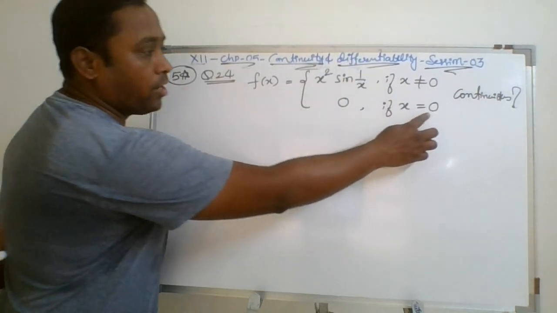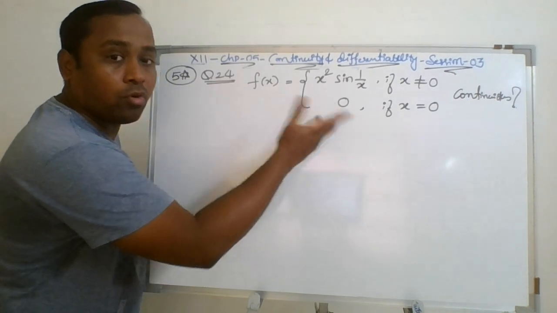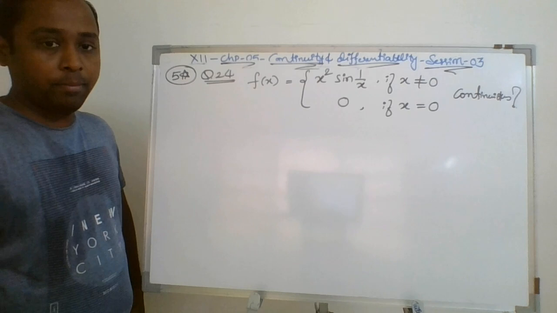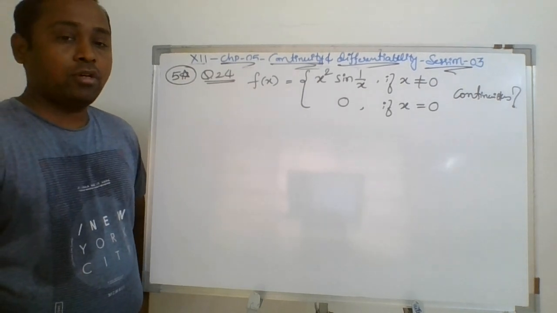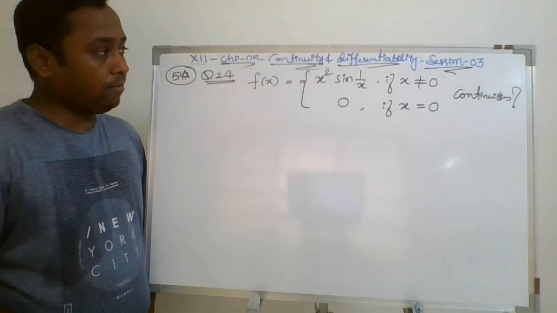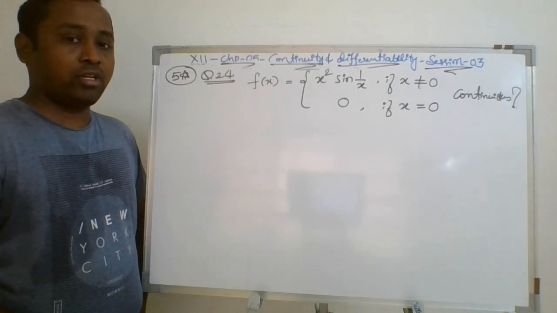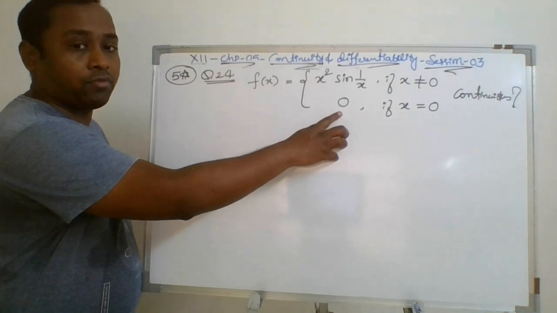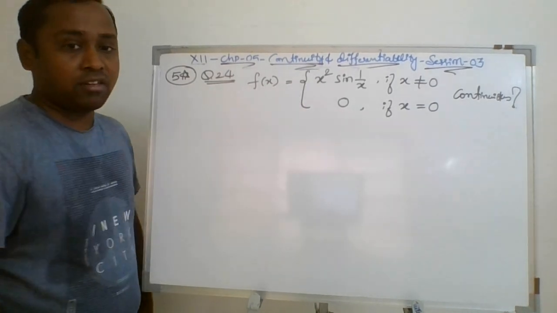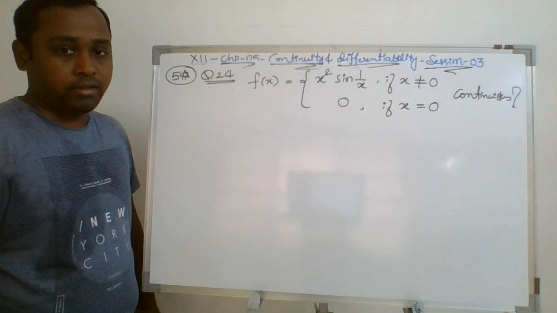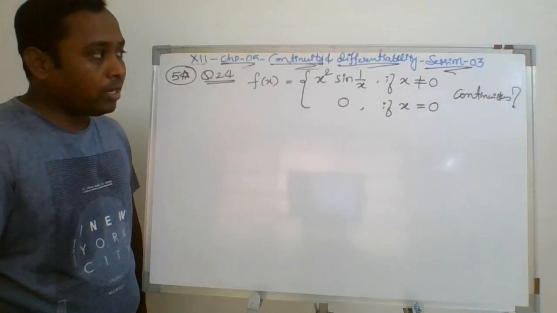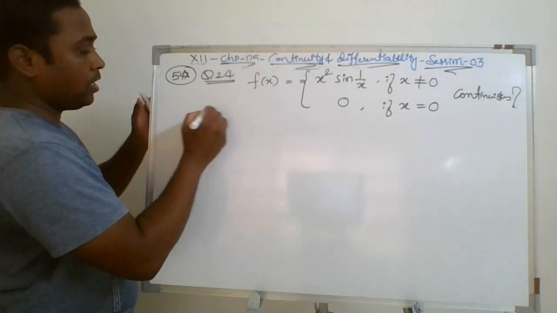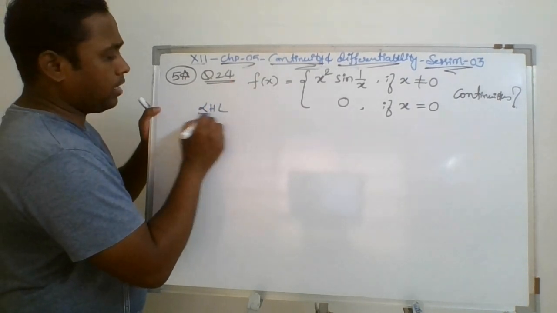The value of the function at 0 is directly 0. No need to bother about this. We just need to check whether the left hand limit of the function is equal to the right hand limit of the function. If you are able to prove LHL is equal to RHL, which is equal to the value of the function, 0, then you can say it is continuous, otherwise not. That is the general format we are following. So let's try the first general one and see what will happen.